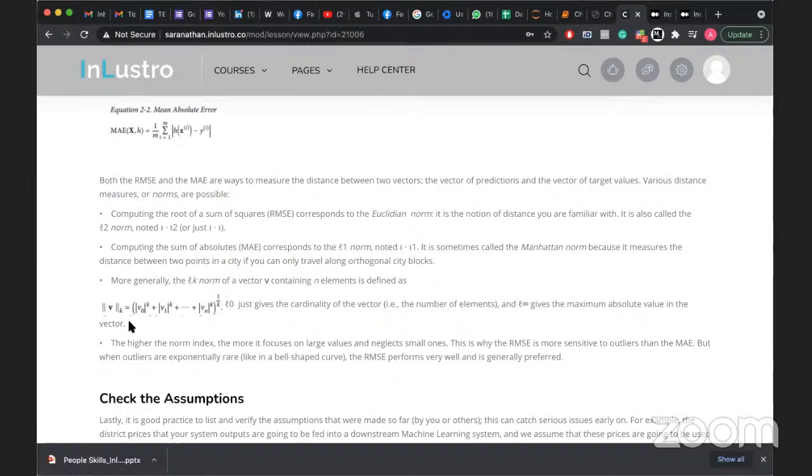There's a number of elements in the vector. L infinity is going to be the maximum absolute value in the vector, because anything power infinity is infinity. So the higher the norm index, the more it focuses on large values and neglects the smaller ones.